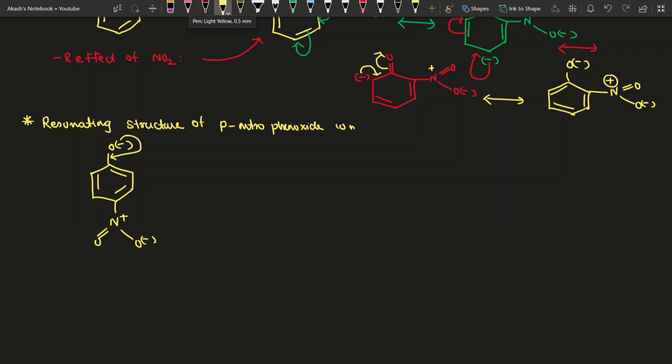First step, a bond will be shifted between these two carbons. This bond can shift to this particular carbon. So what will you get? You will get C double bond O, and a negative charge will be generated. The remaining bonds will remain as such.